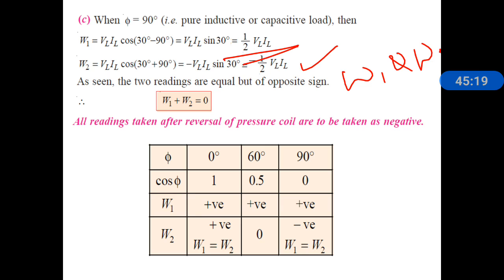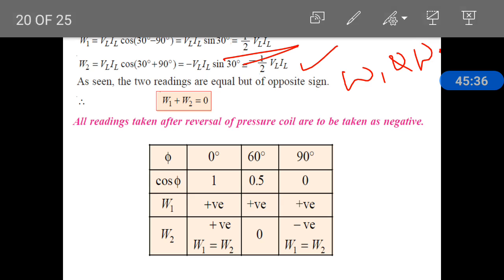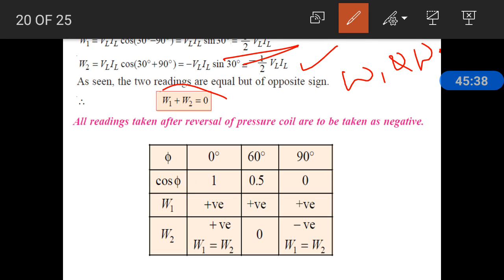So we know that cos 90 comes with a pure inductor or pure capacitor. Here we are discussing lagging, so inductive. So the cos 90 condition means power should be 0. So total power we got is 0. W1 plus W2 is 0. So under the phi equal to 90 condition, power should be 0, but both read some value in opposite sign.